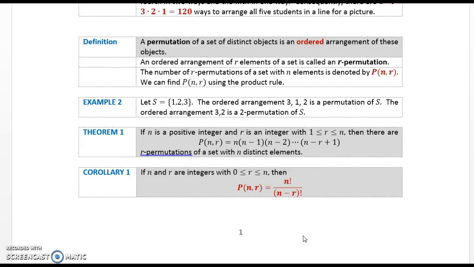Theorem 1. If n is a positive integer and r is an integer with 1 less than or equal to r less than or equal to n, there are P(n, r) equals n times (n minus 1) times (n minus 2) all the way down to (n minus r plus 1) r-permutations of a set with n distinct elements. Corollary 1. If n and r are integers with 0 less than or equal to r less than or equal to n, then P(n, r) is equal to n factorial over (n minus r) factorial.